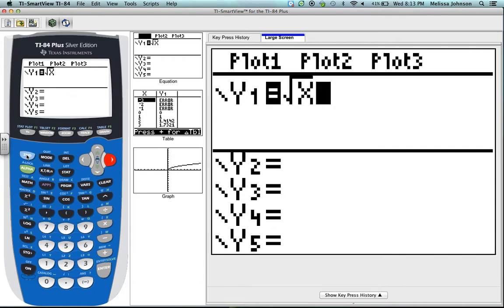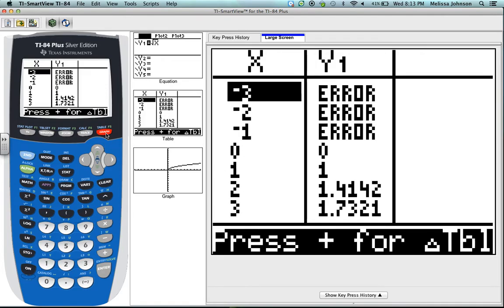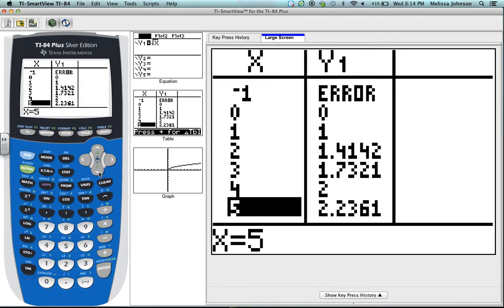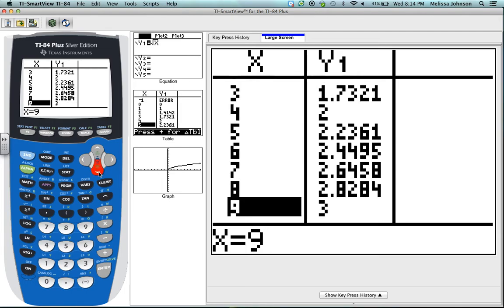Now we're going to go again to your table to get your points. Notice the error messages. So we're going to have 2 error messages here. There's a reason for that. And then you're going to record your other values. Now notice I'm not seeing all the values that I want, so in this case you would have to scroll to find 4 and then 9. And then record those.